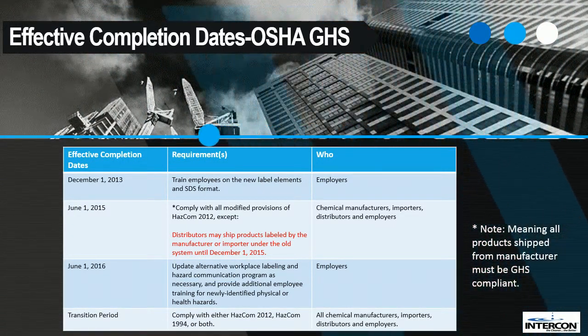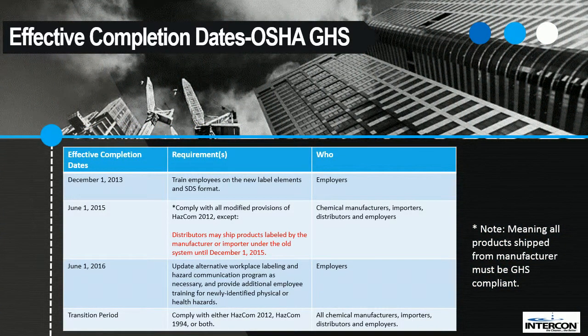Manufacturers must meet a June 1, 2015 completion date for complying with modified provisions of HAZCOM 2012. Distributors may ship products labeled by the manufacturer or importer under the old system until December 1, 2015. Employer responsibilities due June 1, 2016 are also detailed by OSHA.